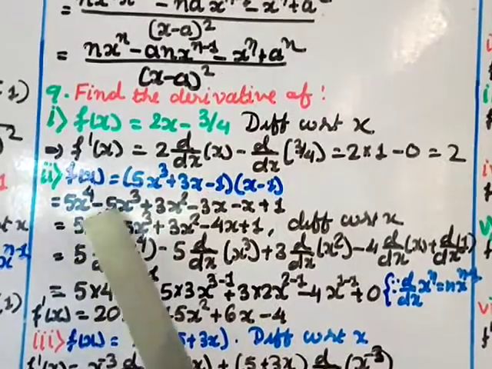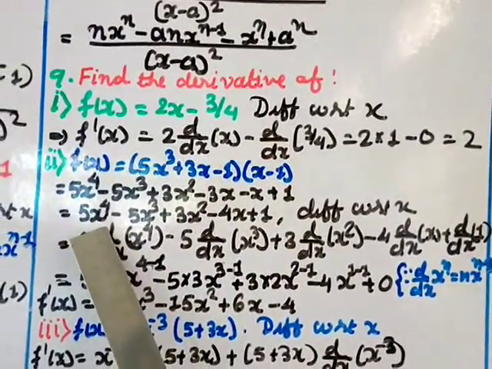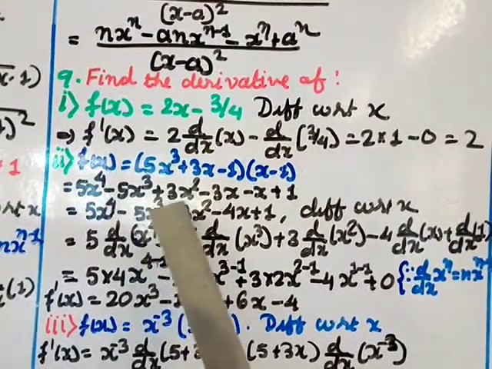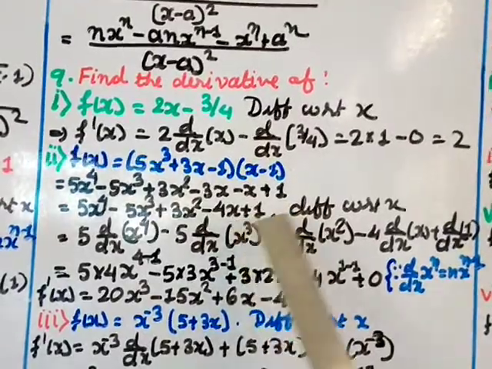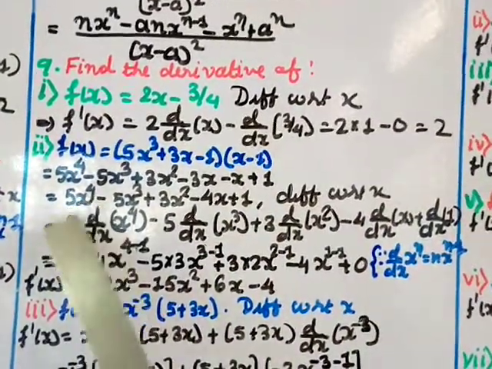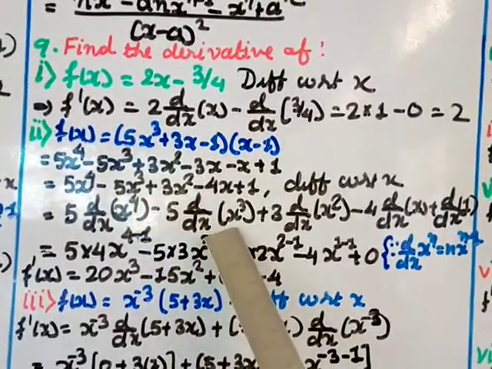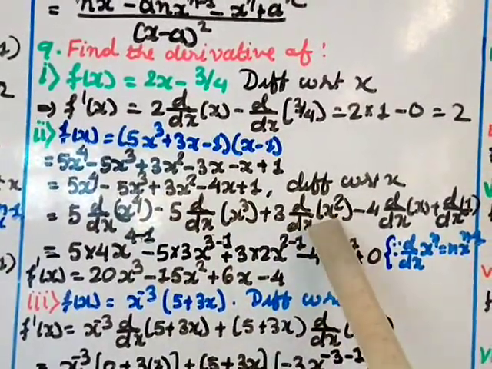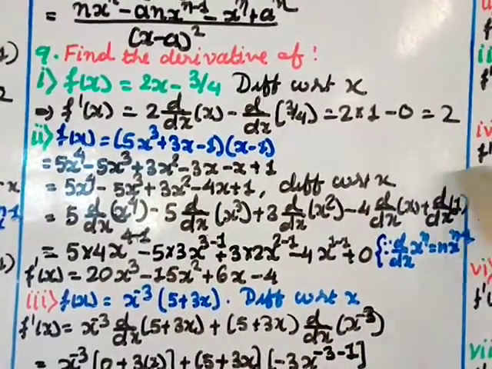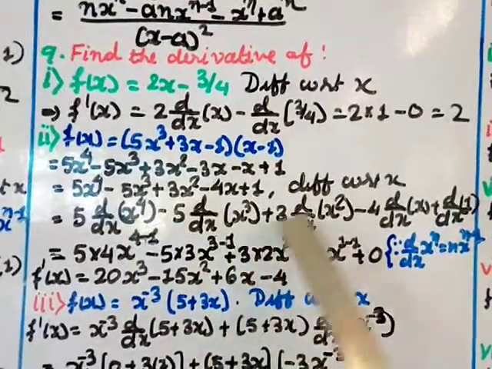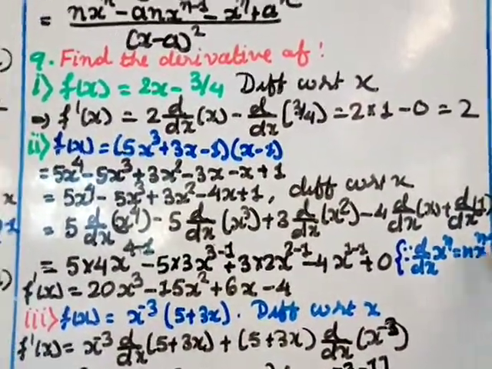Okay, now let us simplify, these two are like terms, so sum together. 5x power 4 as it is, minus 5x cube as it is, plus 3x square as it is, minus 3x minus x is minus 4x, plus 1. Now differentiate with respect to x. So 5 d by dx of x power 4 minus 5 d by dx of x power 3 plus 3 d by dx of x power 2 minus 4 d by dx of x plus d by dx of 1. This is a constant, so it will be 0, and all these are x power n. So you will use this formula, d by dx of x power n gives you n into x power n minus 1.